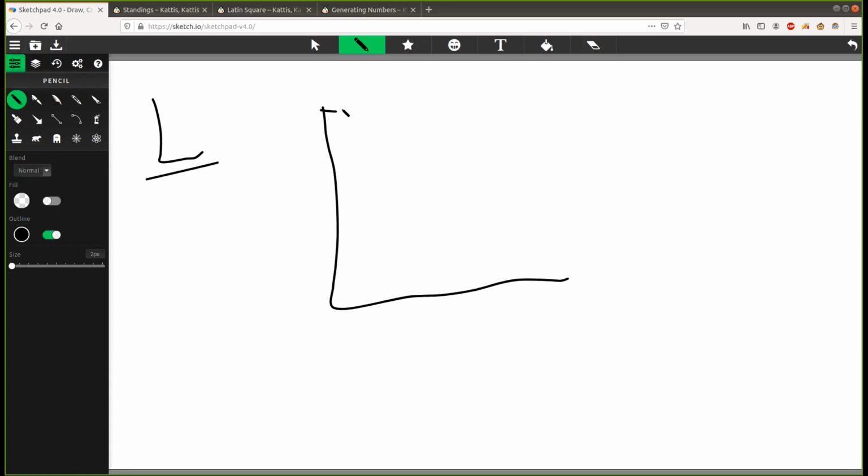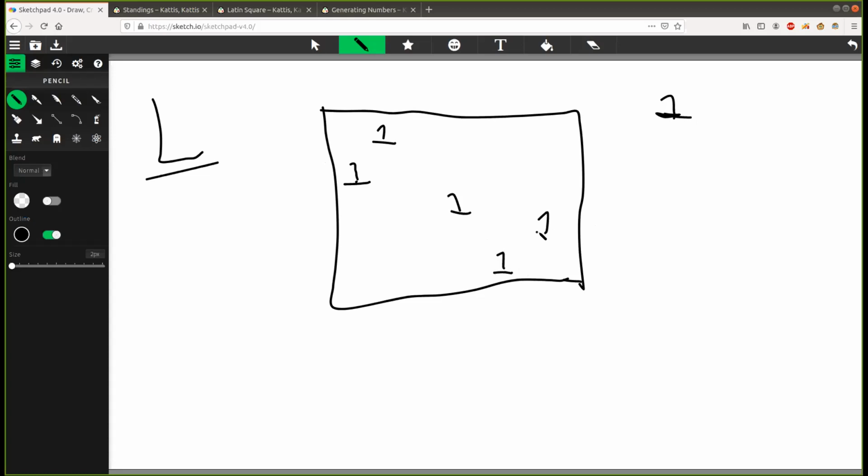I think the key observation is that, say we fix a value, like say we focus on the value 1. It'll appear in some number of rows and columns, and no row will contain two 1s and no column will contain two 1s. So let's say the rows are numbered 1, 2, 3, 4, 5 and the columns are numbered 1, 2, 3, 4, 5. Then the observation is that these positions are a matching between rows and columns.